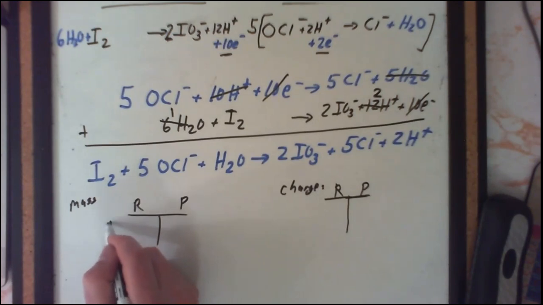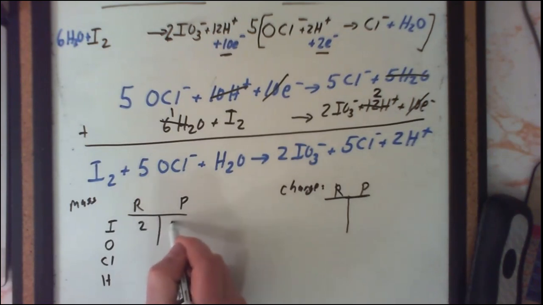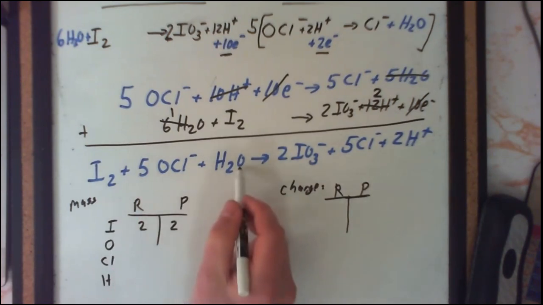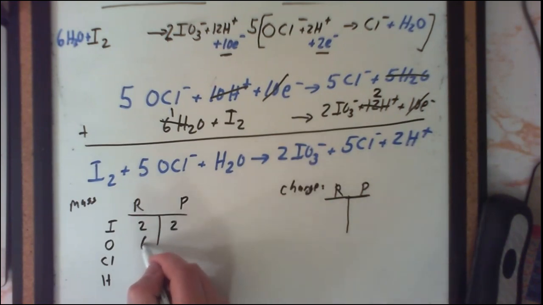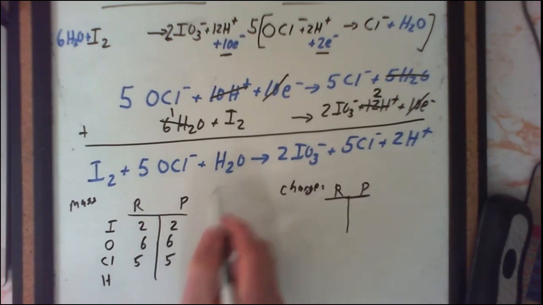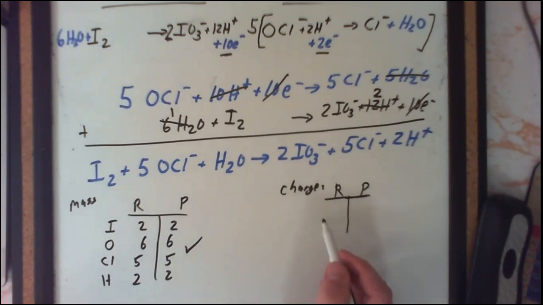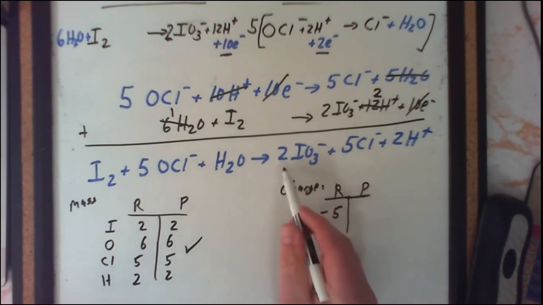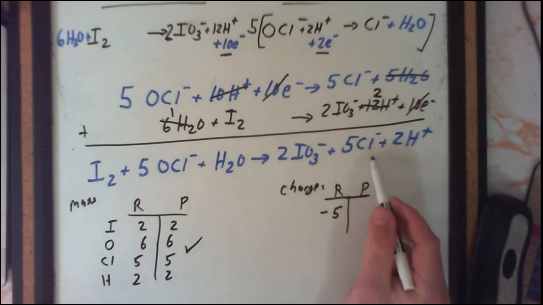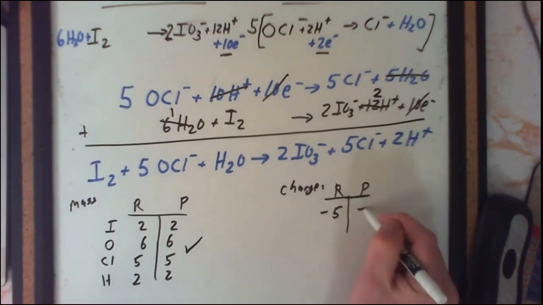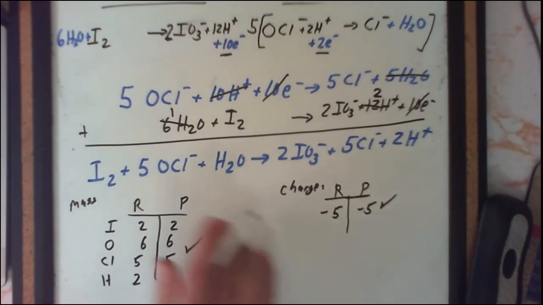But just to be complete, we have iodine, oxygen, chlorine, and hydrogen. 2 iodines matches 2 iodines. Oxygen, 5 oxygen plus 1 oxygen, 6, which matches 6. 5 chlorines matches 5 chlorines. 2 hydrogens matches 2 hydrogens. So everything is mass balanced. And then total charge balance, we have 5 times -1, a -5, a -2 plus a -5 is a -7, plus a +2 also gives me -5. So this equation is correct because it's both mass balanced and charge balanced.